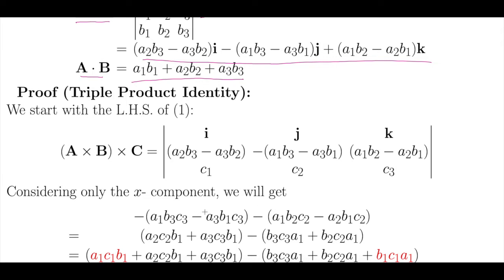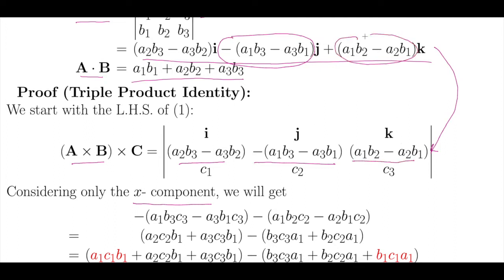Okay, so if we consider only the x component, first of all, what is A cross B? A cross B, we know that the I component is this one, we have written it here, so this is from here. J component is this one, you can see it here, and K component is this one, you can see it here. Okay, then cross C means that the third row will have C1, C2, and C3.